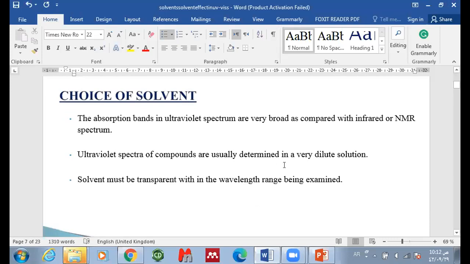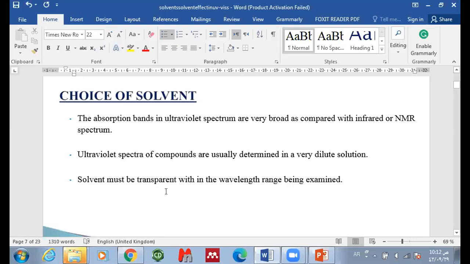Ultraviolet spectra of compounds are usually determined in a very dilute solution, and we discussed this before. If we use a concentrated solution or solid sample, this will lead to scattering of the light, and as a result, we can't see a spectrum of the compound or the molecule.